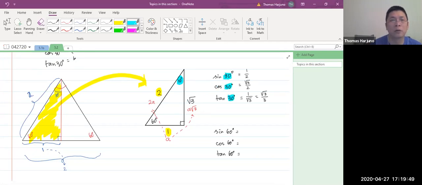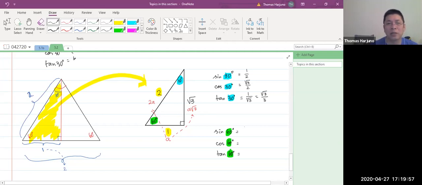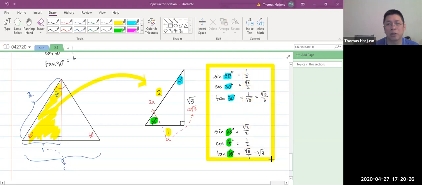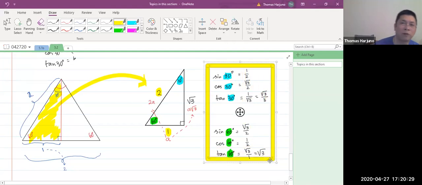While for 60 degrees, sine 60 degrees is radical 3 over 2. Cosine 60 degrees is 1/2. And tangent 60 degrees is radical 3 over 1, which is just radical 3. Now this is another set of important special angle trig functions that you have to memorize.